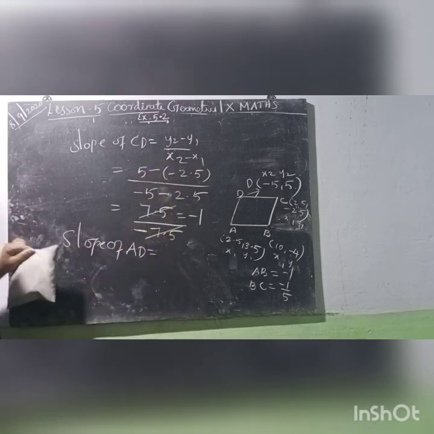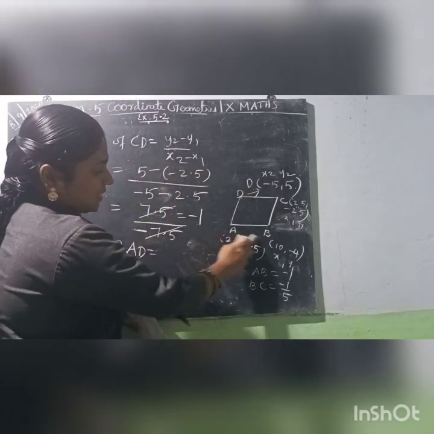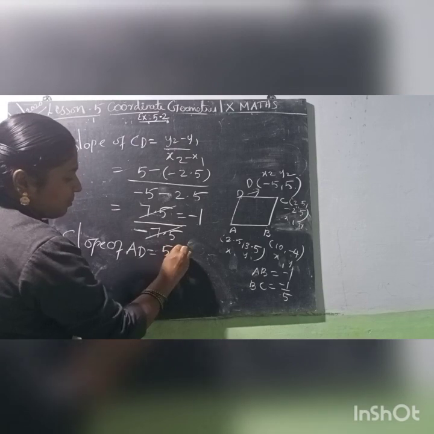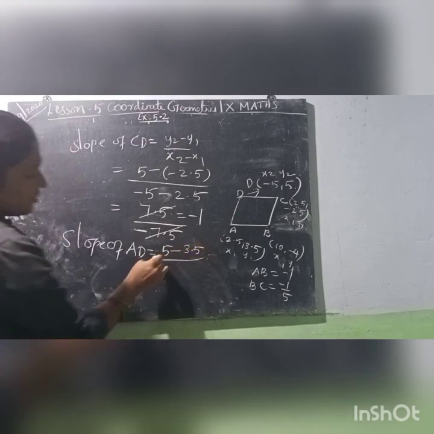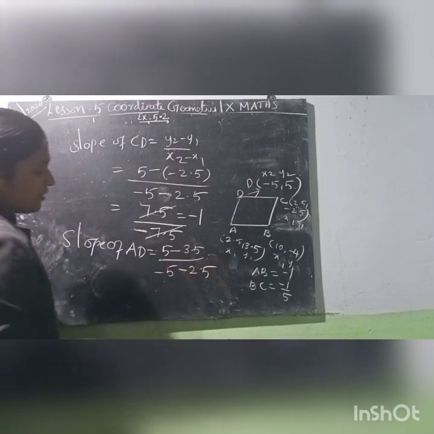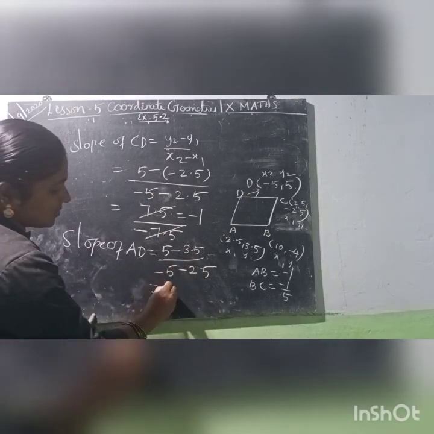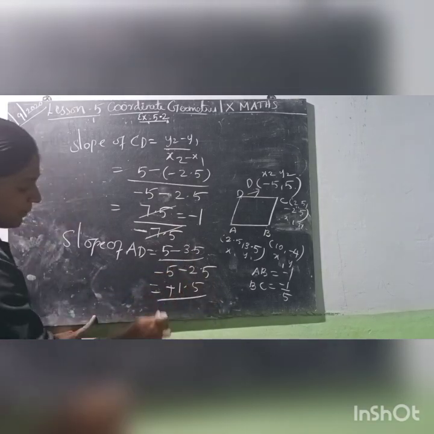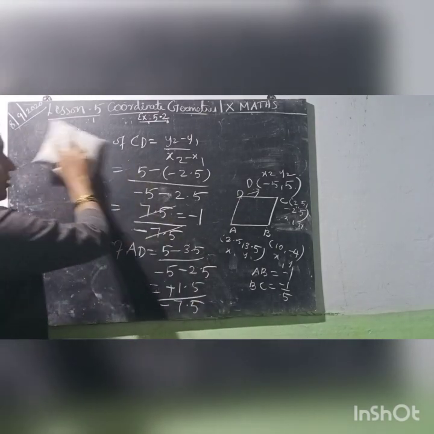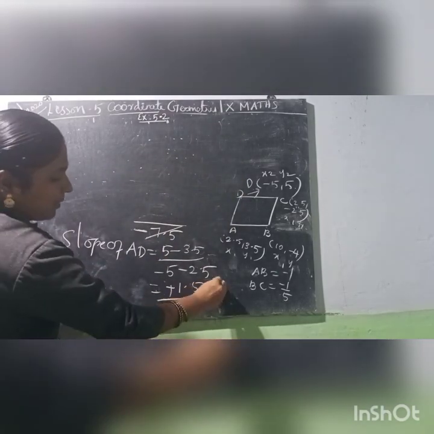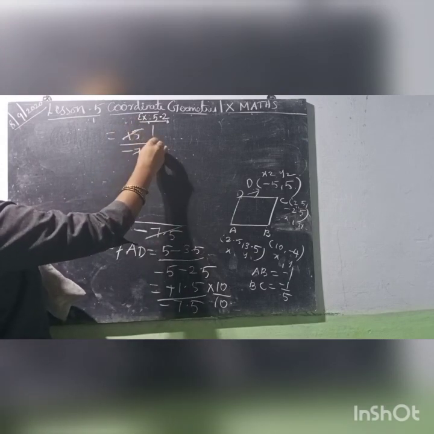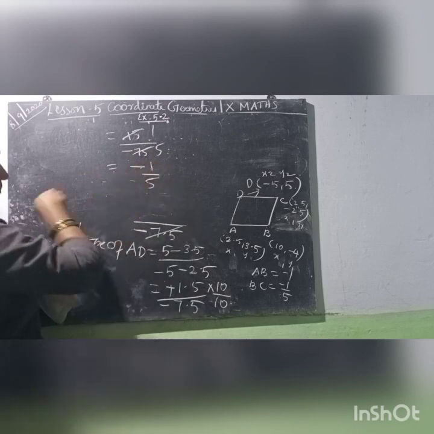The same formula, y2 minus y1 by x2 minus x1. We will consider A is x1, y1 and D is x2, y2. So y2 value is 5 minus y1 value 3.5, divided by x2 minus x1, which is minus 5 minus 2.5. So 5 minus 3.5 is plus 1.5, divided by, here same sign, so we add, minus 7.5. Then we multiply by 10 to remove the decimal. So we get 15 by minus 75. 1 time, this is 5 times. So minus 1 by 5.